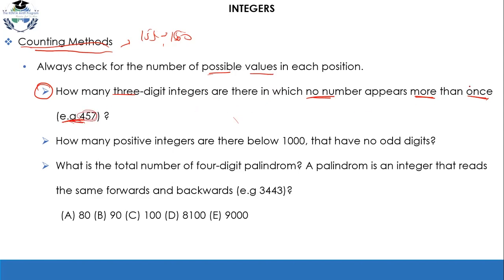They're giving an example: how many are there in which no number appears more than once? The example is 457, meaning it's going to be something like 2, 3, 4, meaning no number will appear more than once here. So nice try. It's not specifically for 457. This is just an example of what it would look like.